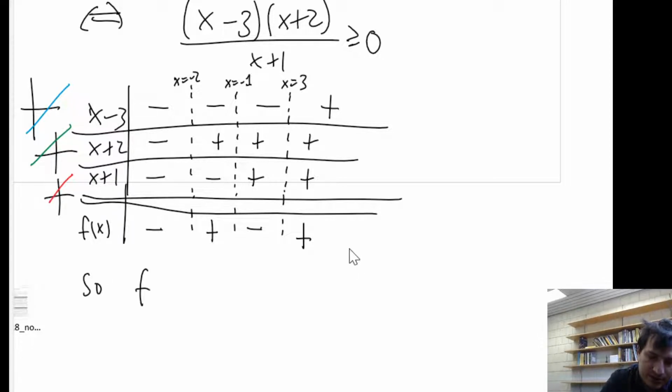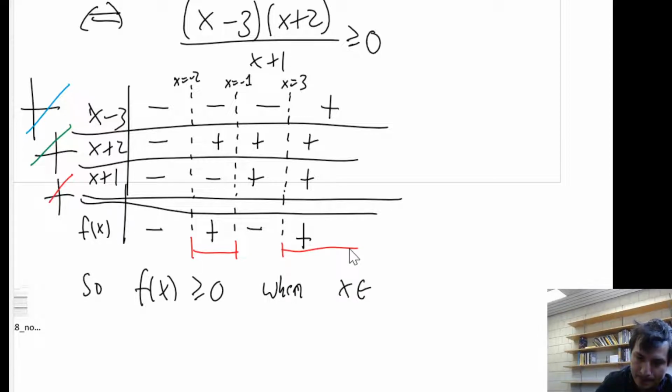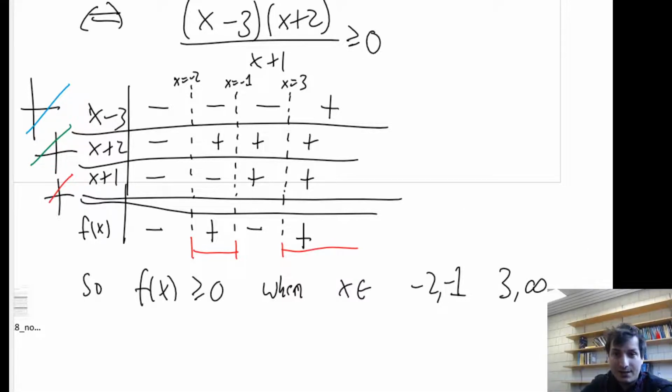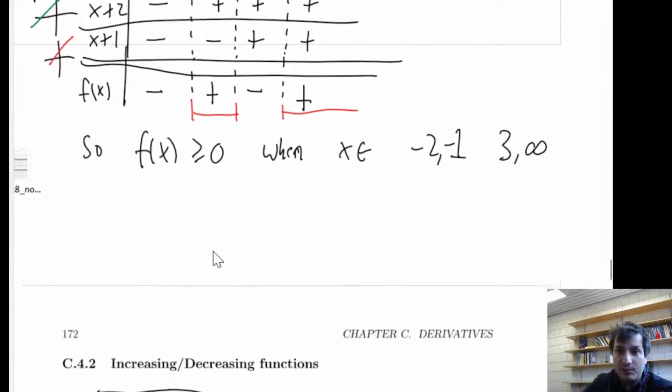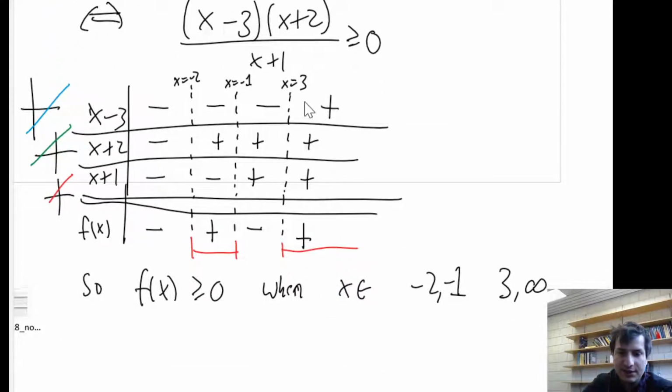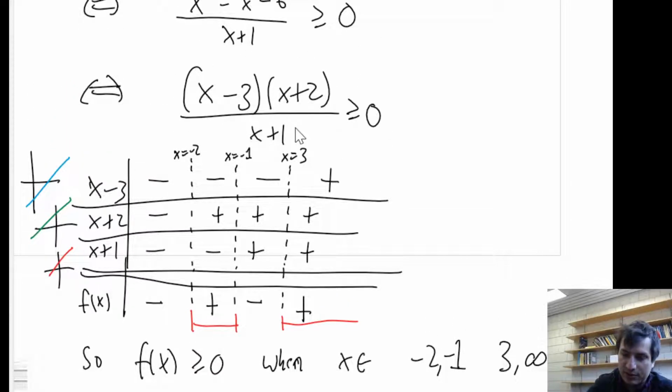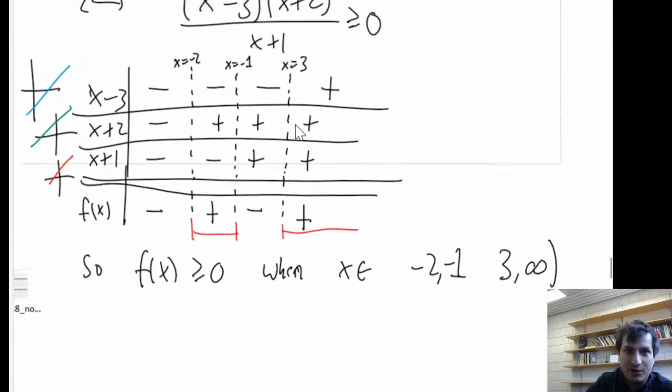Therefore, let's write it in words. f of x greater than or equal to 0 on which two intervals? From negative 2 to negative 1, and 3 to infinity. Okay, and you've got to be careful about the brackets. Do you include these points or not? So 3, okay, infinity is never included, so open bracket there.